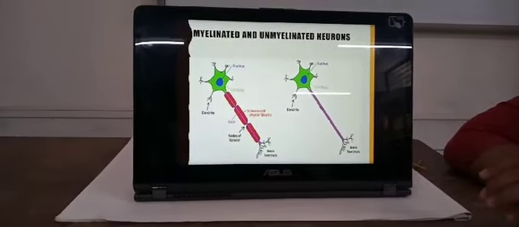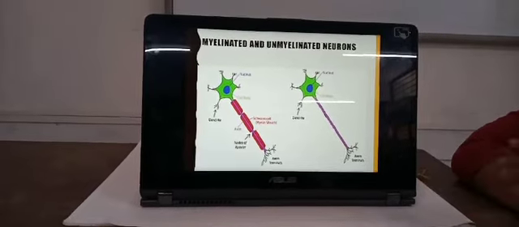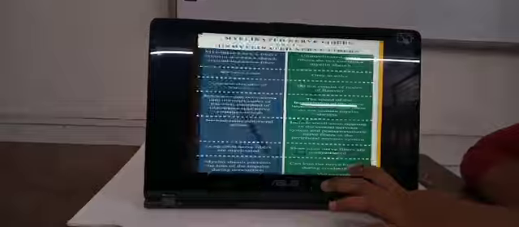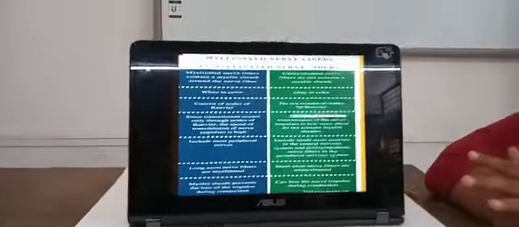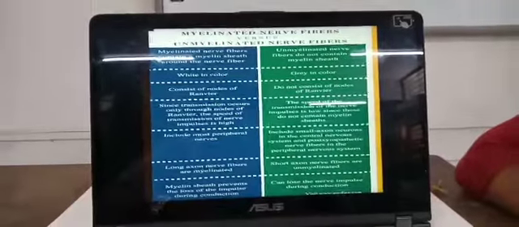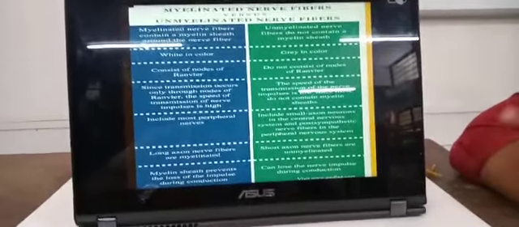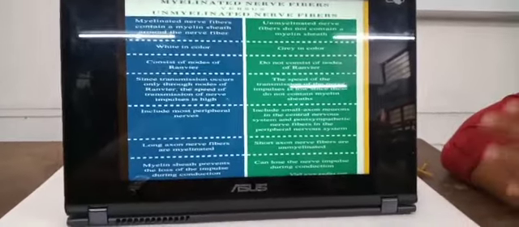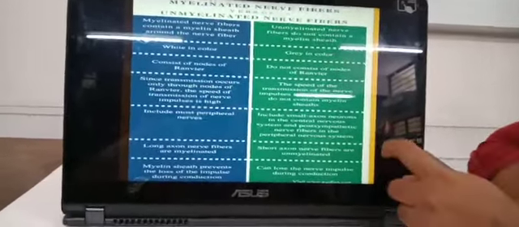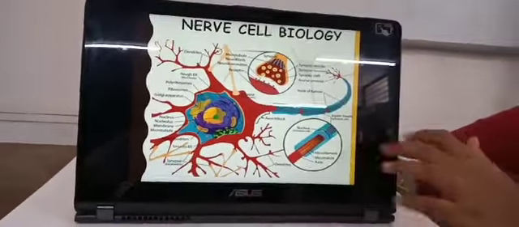We learned about the different types of neurons, and also we are going to learn about the myelinated and the unmyelinated neuron. The myelinated and unmyelinated neuron was one of the short questions that had been asked in your previous question papers. The differences are here. I am going to share this PowerPoint with you so you can learn the differences. It is also seen in your textbook. This is just the biology of the nerve cell.